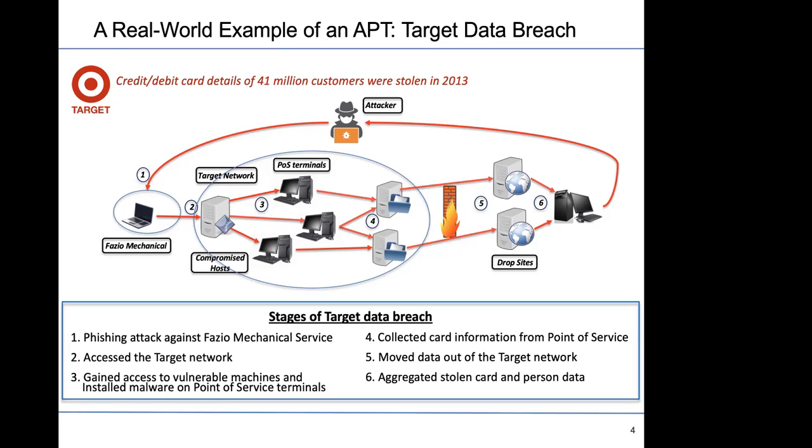And once that is achieved, it enters into the second stage of the attack, where it will access the target network. And once the target network is compromised, the attacker progresses to the third stage, where it gains access to vulnerable machines and installs malware on the point of service terminals. And finally, it progresses to collecting the card information of the customers from the point of service and moves this data out of the target network. And lastly, the stolen data is aggregated with the card information at the adversary's server.